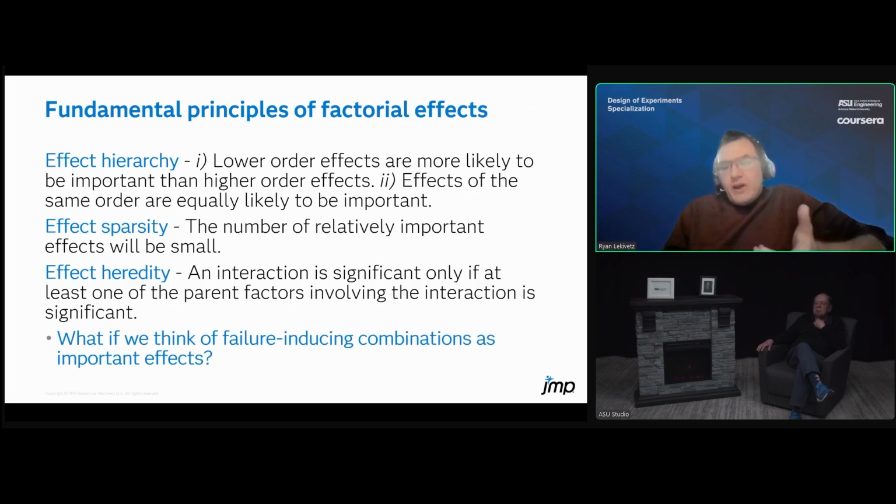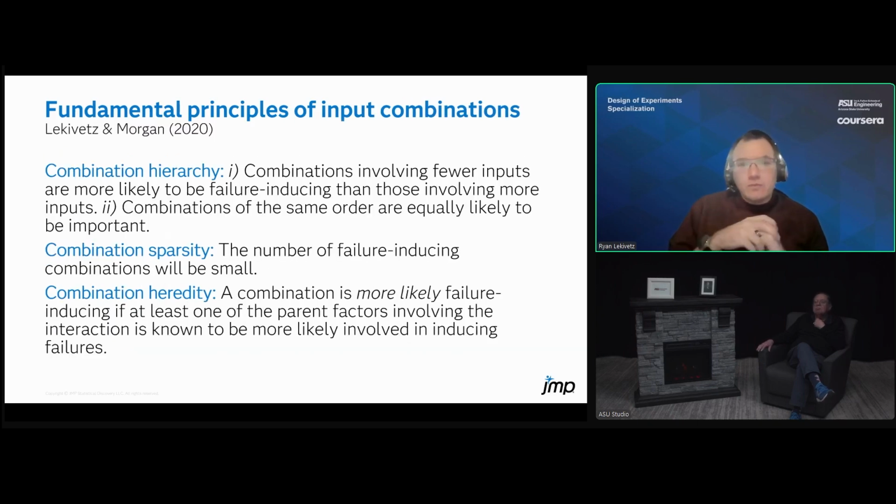And so one of my colleagues and I said, what if we take these ideas and think about failure-inducing combinations? If I want to try to break the software, what if I think about those combinations, or setting those inputs, in such a way as the important effects? And so that actually leads us to these fundamental principles of input combinations. If we take the same approach here, what would that say for testing? So combination hierarchy says that combinations involving fewer inputs are more likely to be failure-inducing.